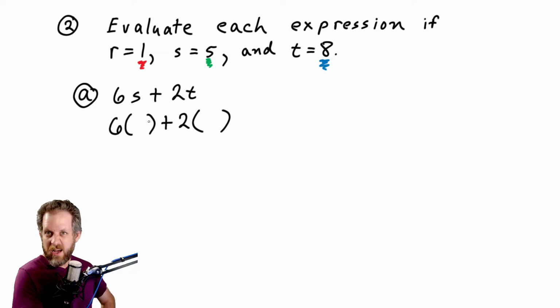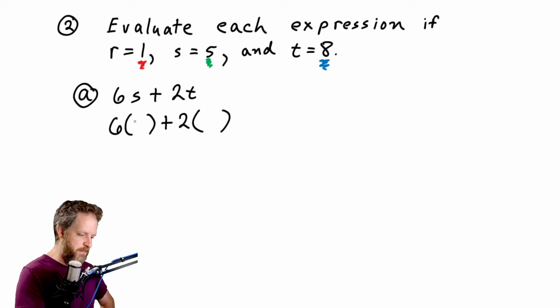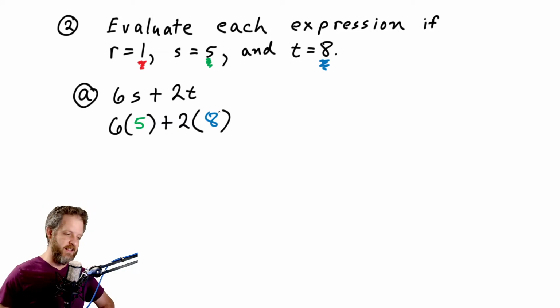Anyway, so here, this parentheses stands for S. You see how I've got it lined up, and I can tell real easily? So instead of that S, we're going to put a 5, because up here S equals 5. And then over here, we've got a T, and T equals 8. So instead of a T, we're going to put an 8 in there.